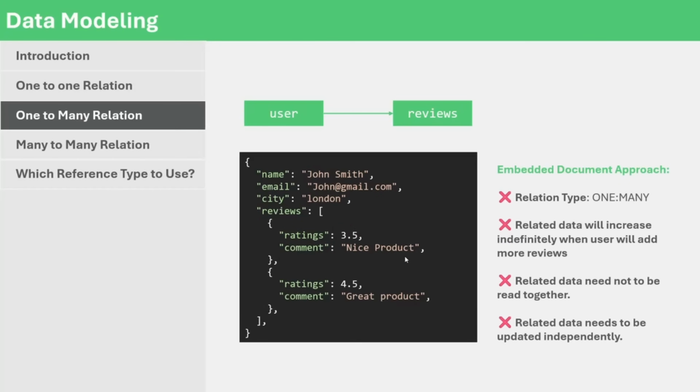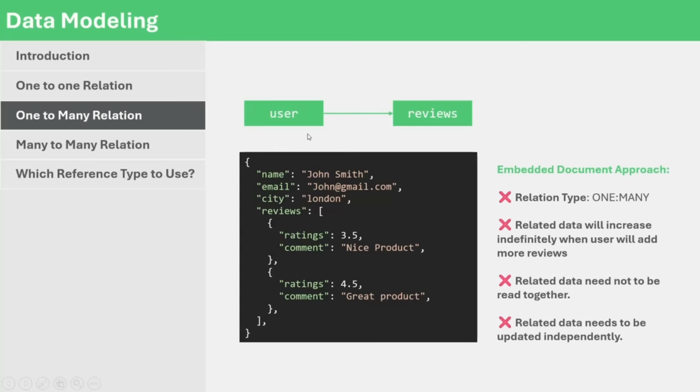Here, we are taking an example of a relation between the user entity and the reviews entity. So here, between the user and reviews, we have one-to-many relationship. One user can have multiple reviews, but one review will always belong to a single user. So here, the user entity is the parent entity and reviews is the child entity. And between the user and reviews, we have one-to-many relationship. So if I want to define this one-to-many relationship using embedded document approach, let's see if it satisfies all the criteria.